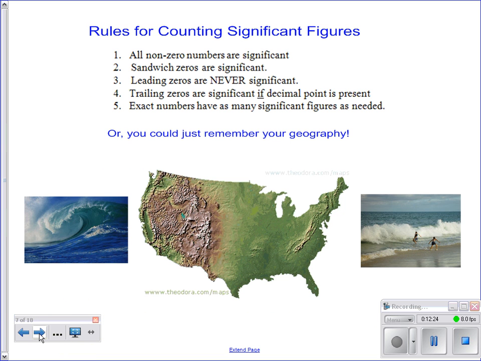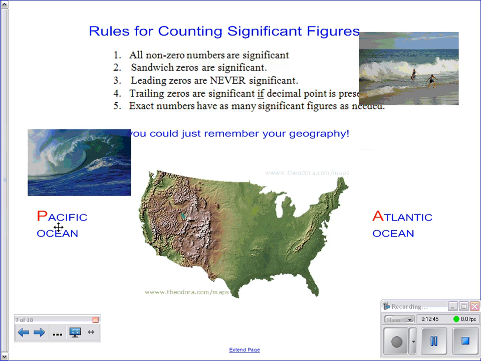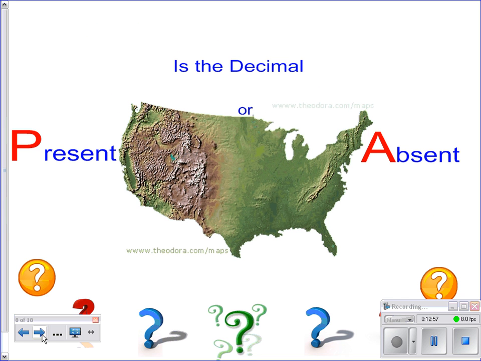Okay, so with that in mind, there's your list of rules for counting significant figures again. It's good to know those rules, but sometimes people like quick, easy shortcuts for thinking about it. And for that, we can use our geography. So quick little geography lesson here. What is this ocean? Pacific. What's this one? Atlantic. So there we go, the Pacific and Atlantic Oceans. Think about those as saying something about the decimal point. The decimal point can be present or it can be absent. And so that's what you have to think about. Is that decimal point present or absent?